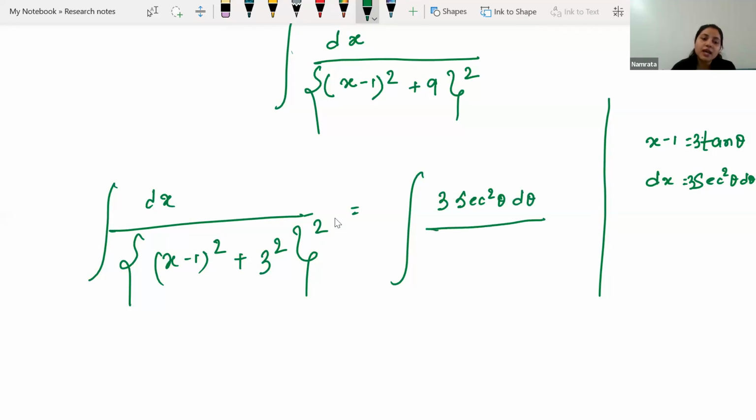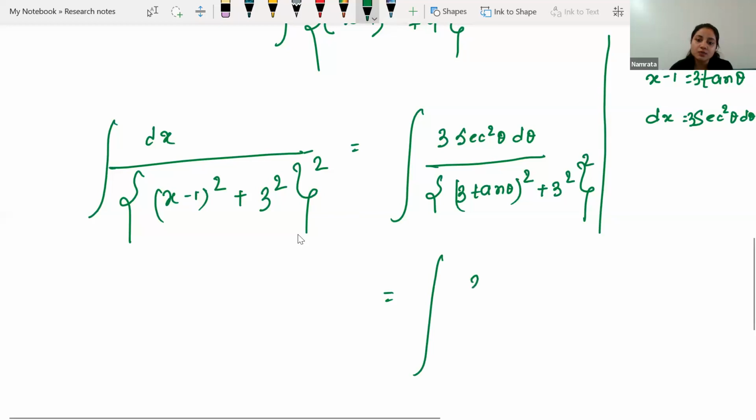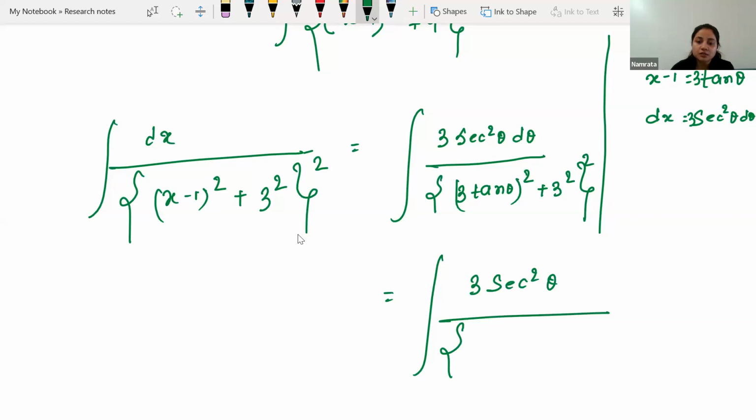And in the denominator, we have assumed x minus 1 as 3 tan theta. So (tan theta) whole square plus 3 square, and complete square. Okay, let's move ahead. We'll be having 3 sec square theta over... Now from this part, if we take 3 square common, here also we are having 3 square, here also we will be having 3 square. So if we take 3 square common, we will be having tan square theta plus 1, right?